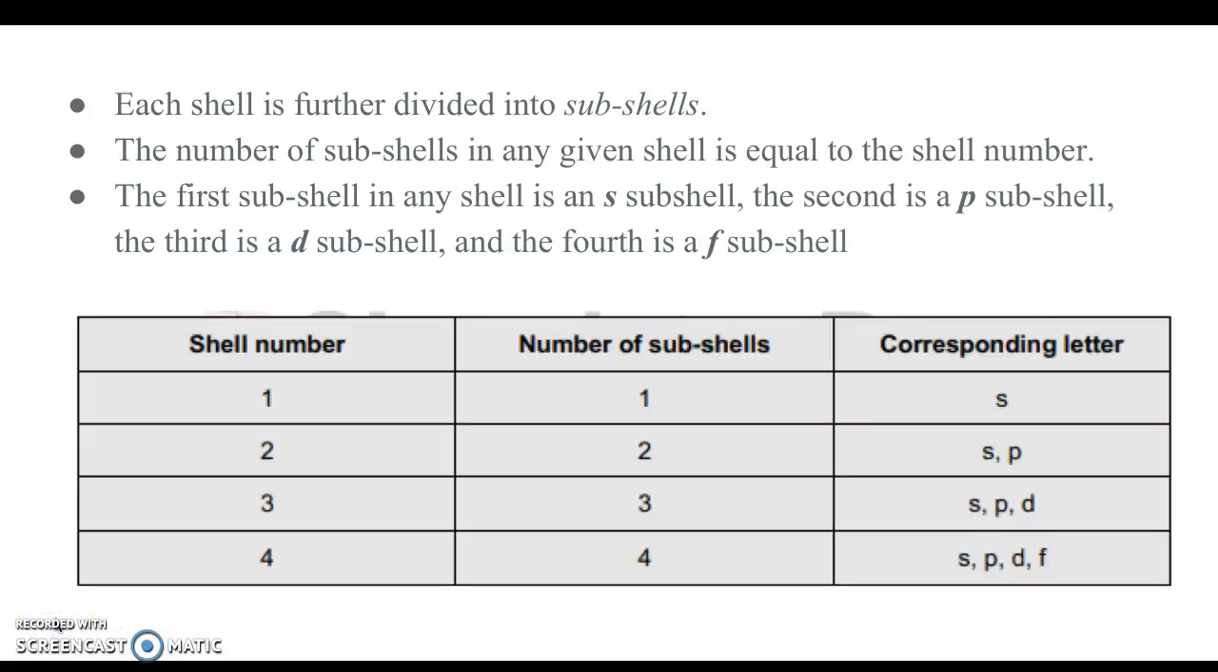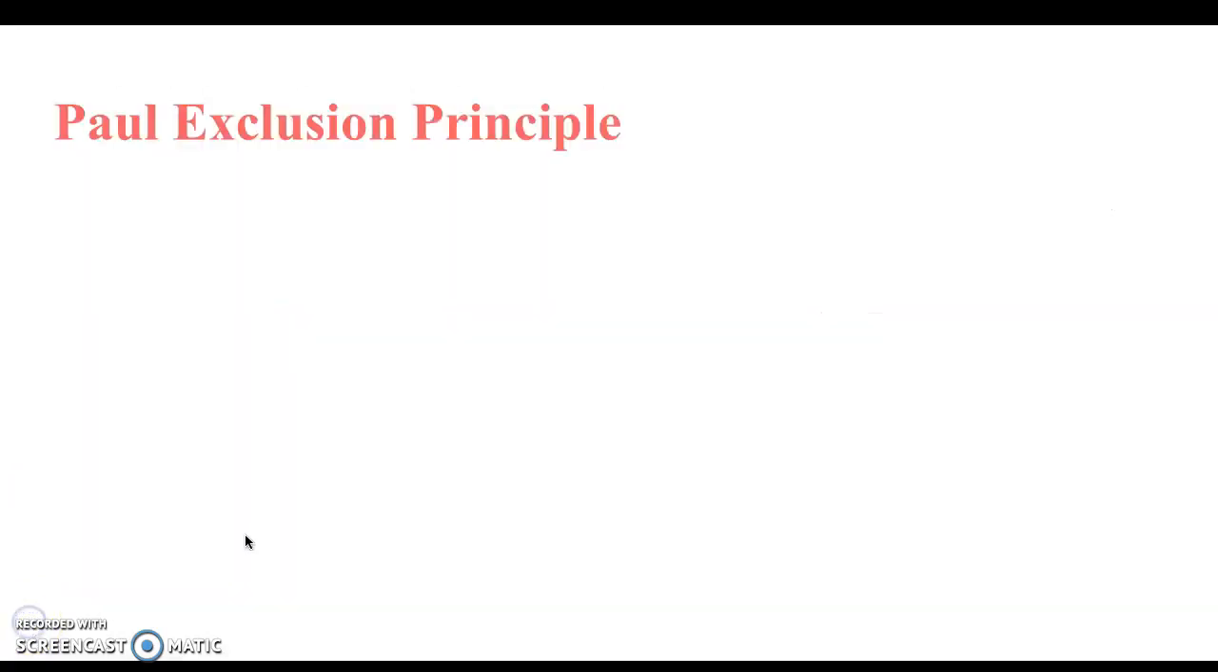And here's a chart describing the subshells in each of our shells. So for example, in shell number 1, there's only going to be one subshell, and that's S. In shell 2, there can be 2 subshells, that's S and P. It does go beyond S, P, D, and F, but we will not be covering that in AP chemistry.